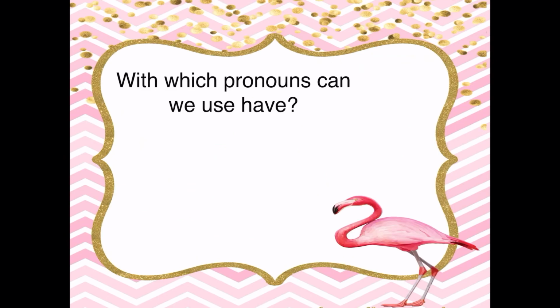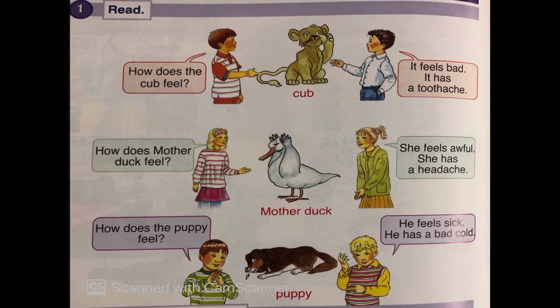Okay? Now, let's read together what we have here on page number 76. First of all, we have 3 conversations between 6 persons. The first conversation: how does the cub feel? It feels bad. It has a toothache. Again, how does the cub feel? It feels bad. It has a toothache.